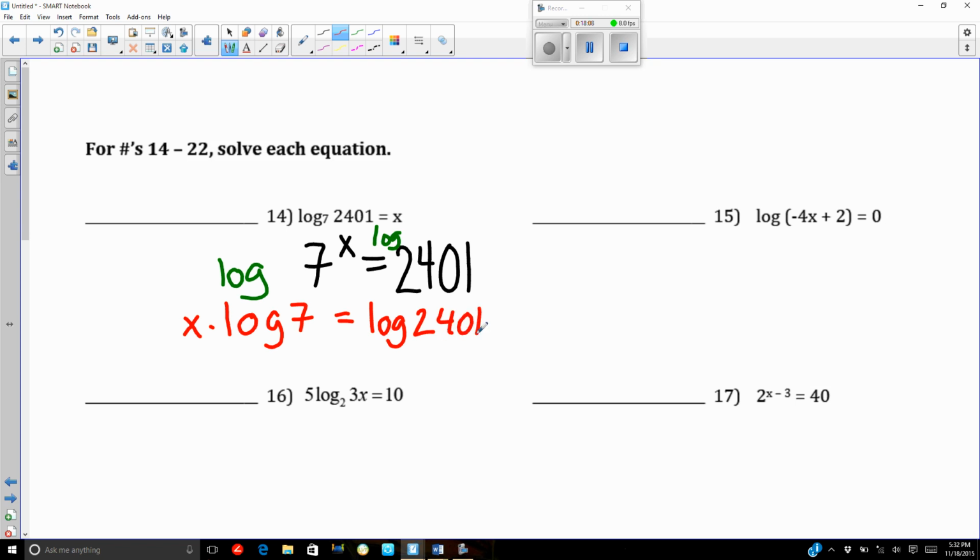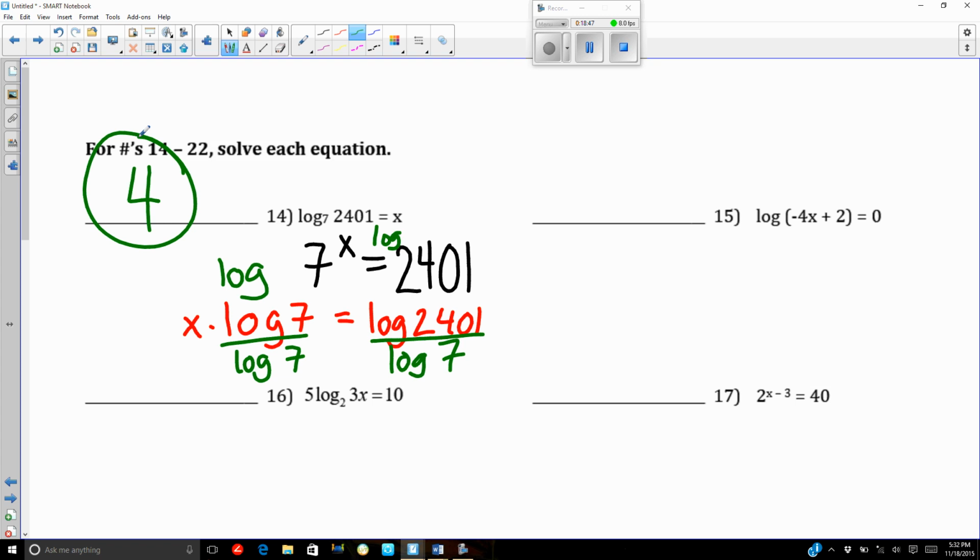To solve for x, just divide both sides by log 7. If you're a person that likes to do every problem the same way and can only really remember one way to work out every single problem, this is the way to learn, because you cannot guess and check on most of these problems. So type in log 2401 divided by log 7. Should get 4. Log 2401 divided by log 7 should be 4.